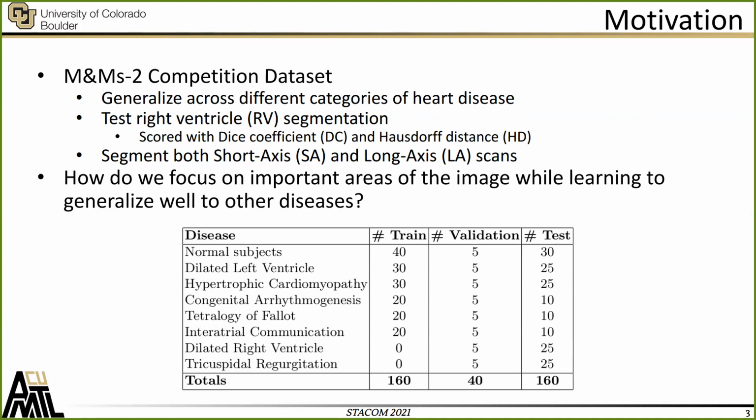These segmentations are then scored with a weighted combination of the Dice coefficient and Hausdorff distance for both the short axis and long axis scans. However, as you can see in this table, only 6 of the diseases are present in the training set. So the main question to consider while training is, how do we focus only on important areas of the image while learning to generalize well to other diseases?